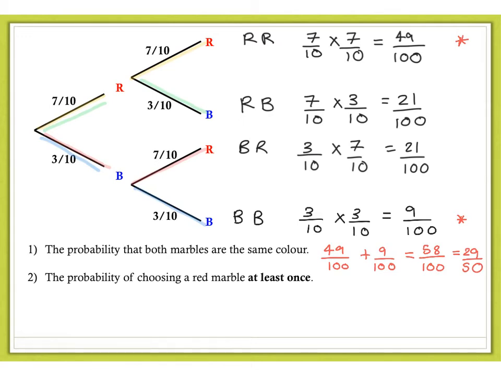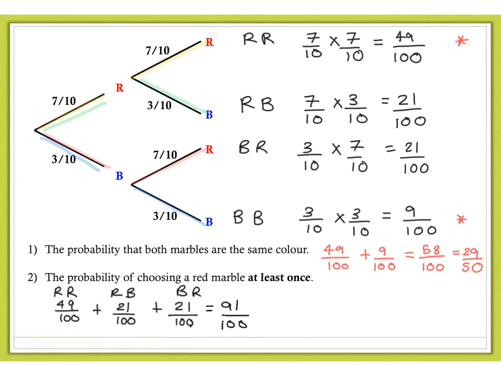Part 2, the probability of choosing a red marble at least once. So at least once means that we can have red red, red blue, and blue red. So that's 49 over 100 plus 21 over 100 plus 21 over 100, which comes to a value of 91 over 100.